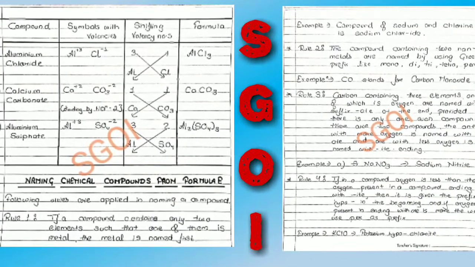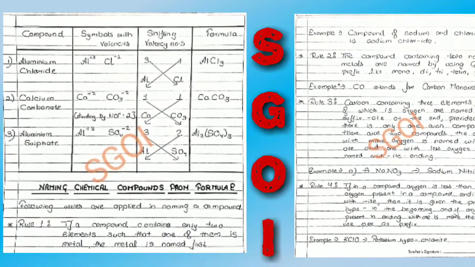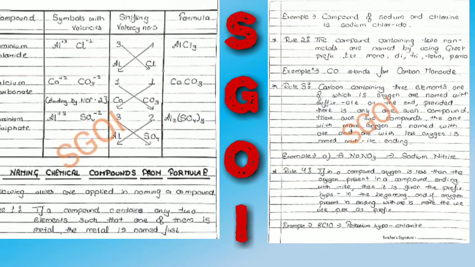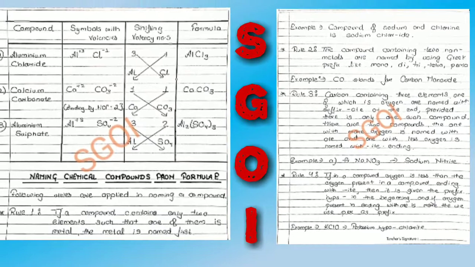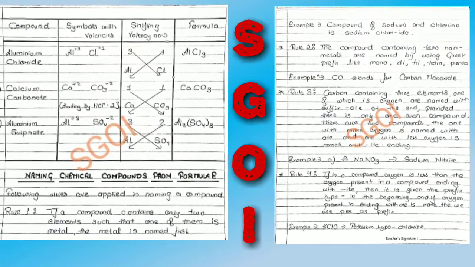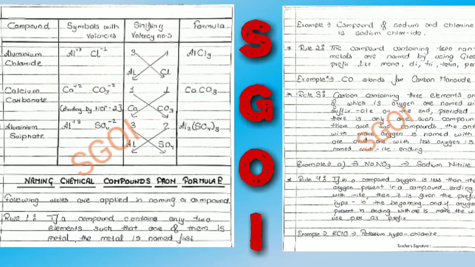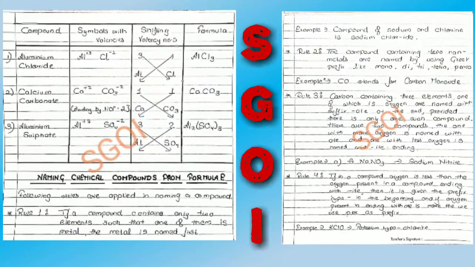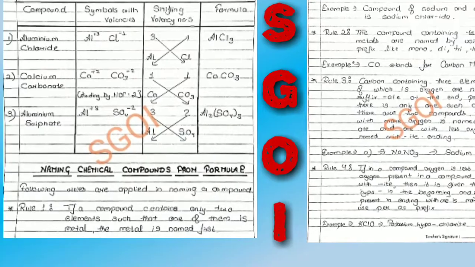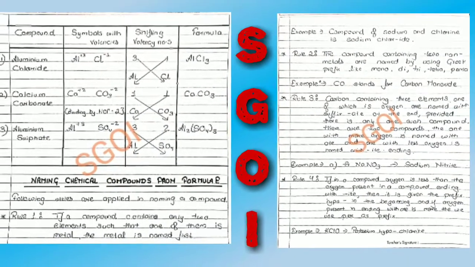Okay, student, how will you apply the criss-cross method? I am giving you some examples: aluminium chloride, calcium carbonate and aluminium sulphate. By the criss-cross method, the formula comes out to be AlCl3, CaCO3 and Al2(SO4)3 respectively.